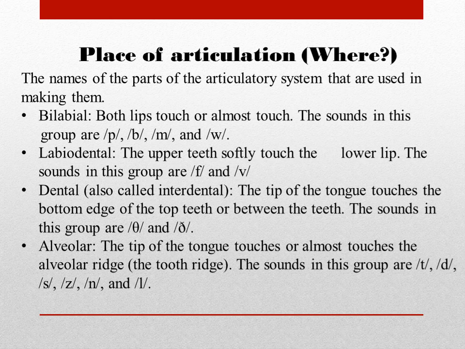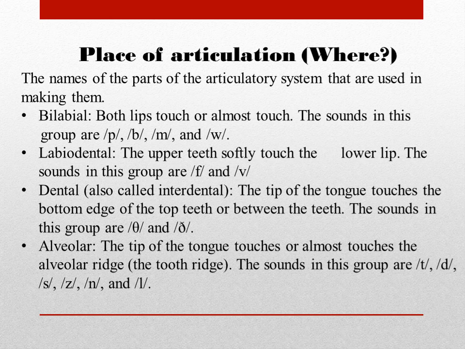So here we come to know from where a particular consonant is articulated. The first one is bilabial. That means both lips touch or almost touch. The sounds in this group are p, b, m, and w. So here you pronounce these sounds and you know that both your lips are involved. That's why these sounds are called bilabial sounds, because both the lips touch or almost touch for pronouncing these sounds.